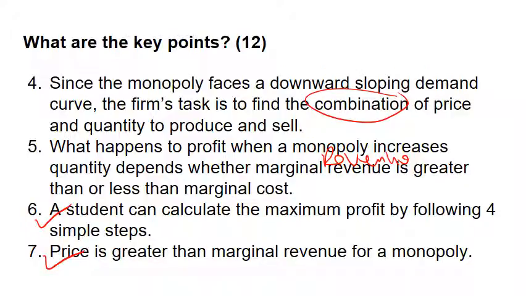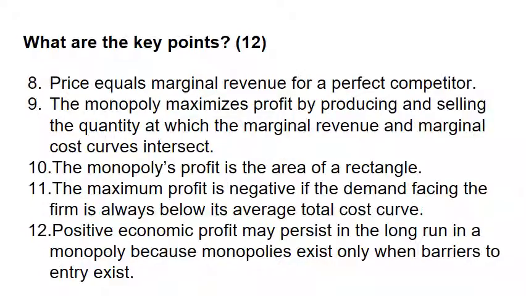Price is greater than marginal revenue for a monopoly. Price equals marginal revenue for a perfect competitor. The monopoly maximizes profit by producing and selling the quantity at which the marginal revenue and marginal cost curves intersect. The monopoly's profit is the area of a rectangle.